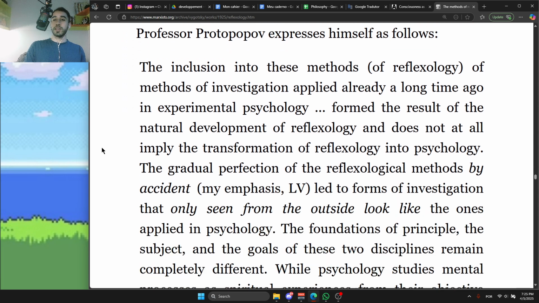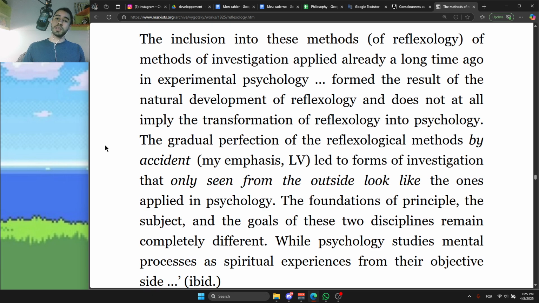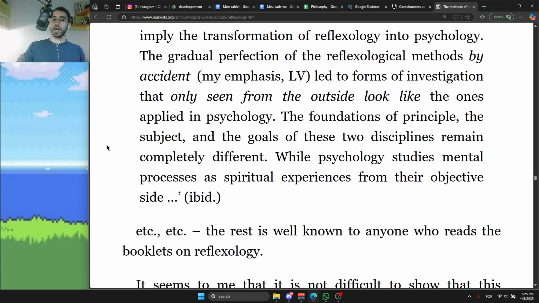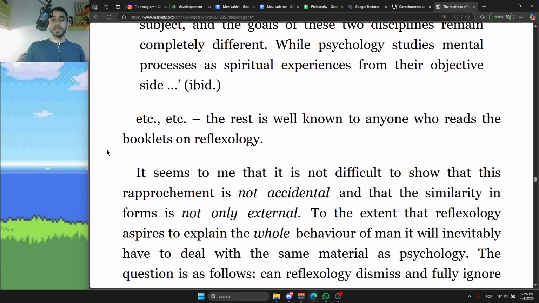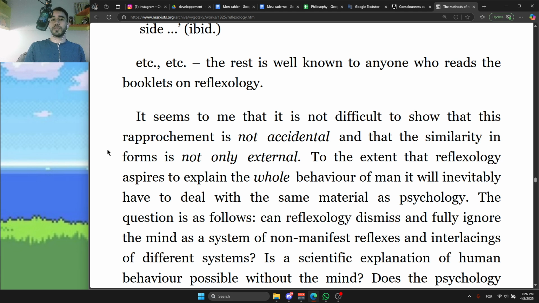Professor Protopopov expressed himself as follows: the inclusion into these methods of reflexology of methods of investigation applied already a long time ago in experimental psychology, forms the result of the natural development of reflexology and does not at all imply the transformation of reflexology into psychology. The gradual perfection of the reflexological methods, by accident, he emphasizes, led to forms of investigation that only seen from the outside look like the ones applied in psychology. The foundations of principle, the subject, and the goals of these two disciplines remain completely different. While psychology studies the mental process and spiritual experience for their objective side, etc., etc. The rest is well known to anyone who reads the booklet of reflexology.